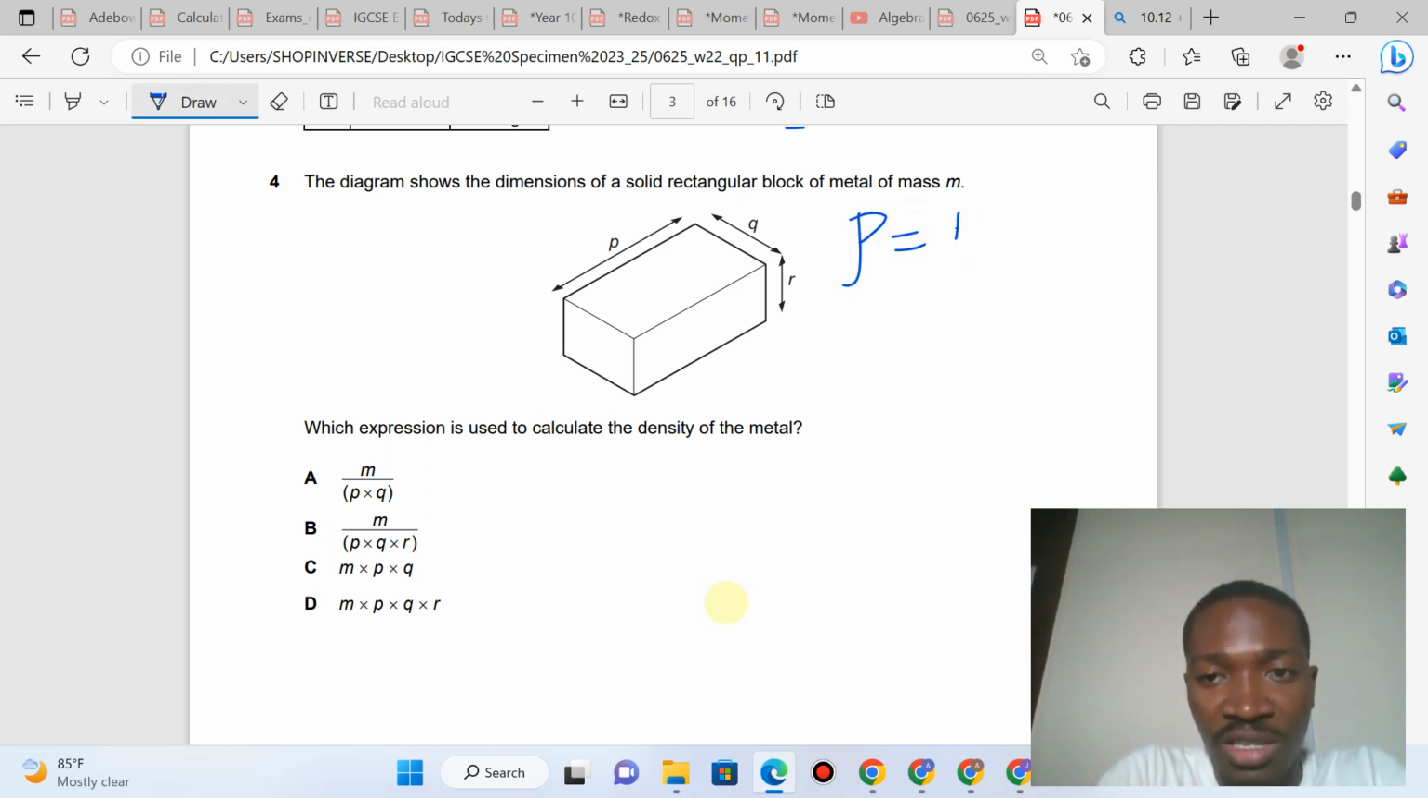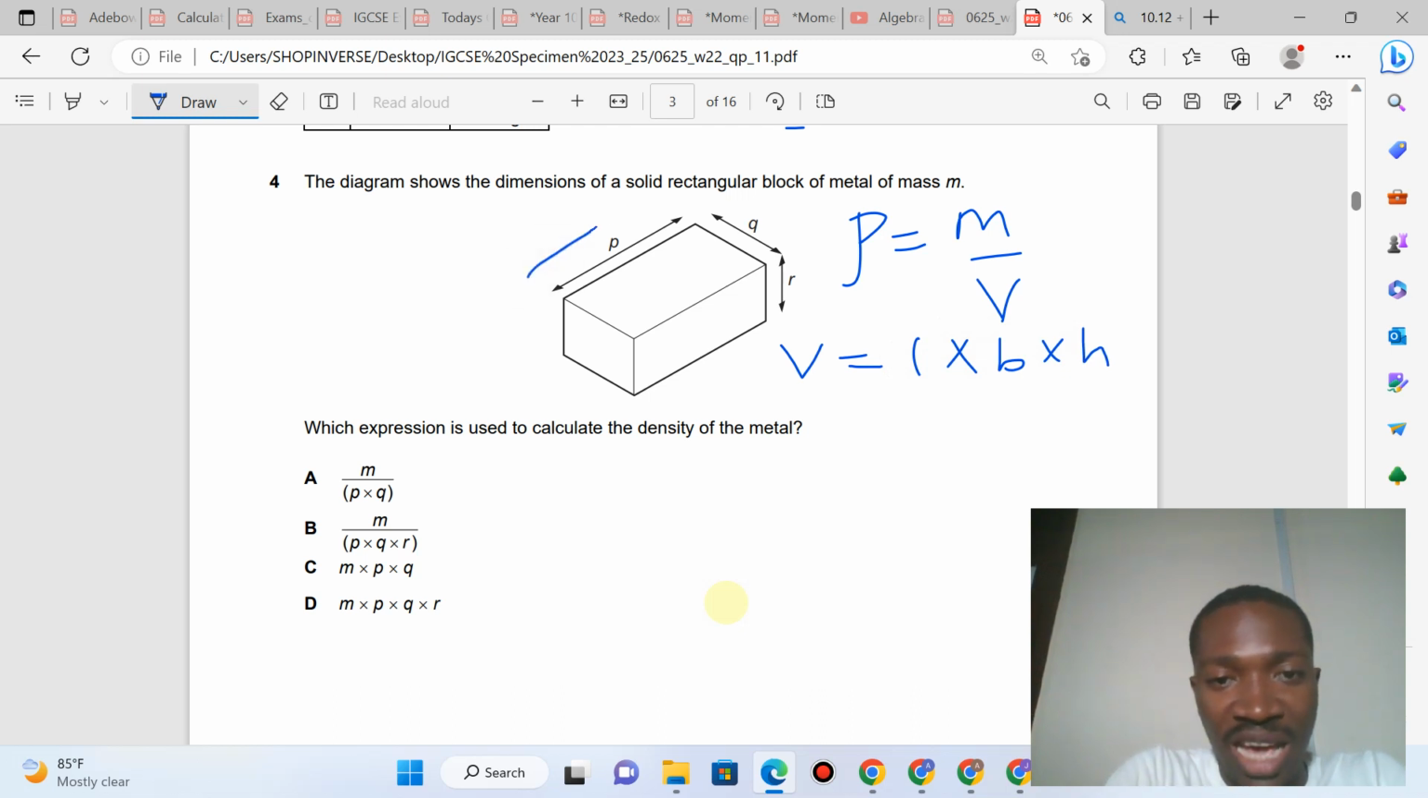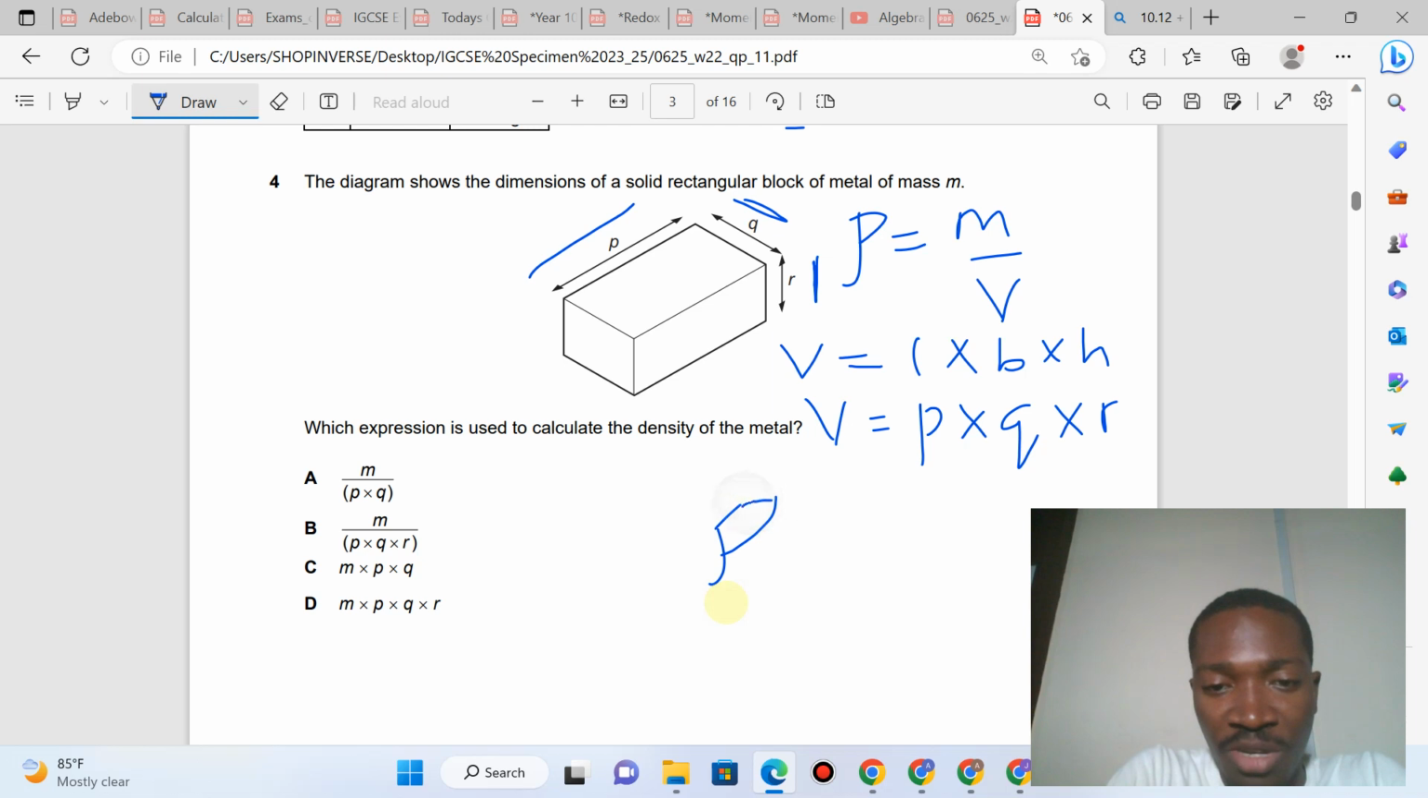The formula for density is mass divided by volume. And what's the formula for volume of a cube? This shape is a cube. Volume is length times breadth times height. In this case, we have the dimensions: the length is P, the breadth or width is Q, and the height is R. So our volume is the length, P, times the breadth, Q, times the height, R. That's PQR.